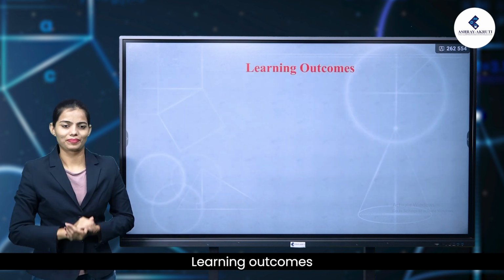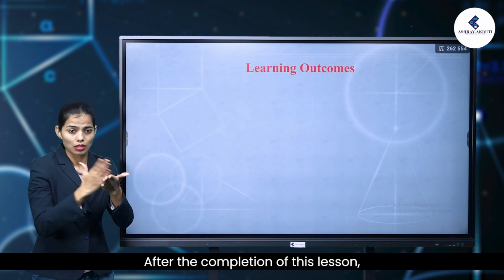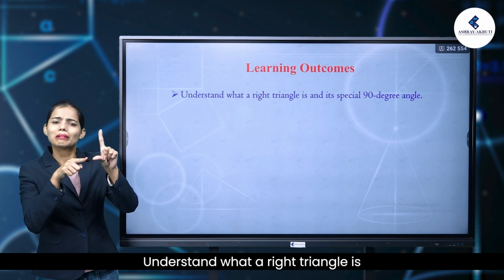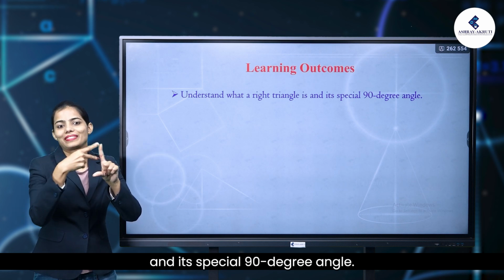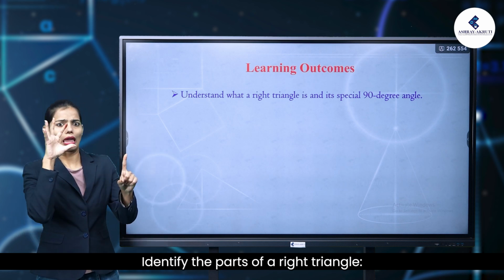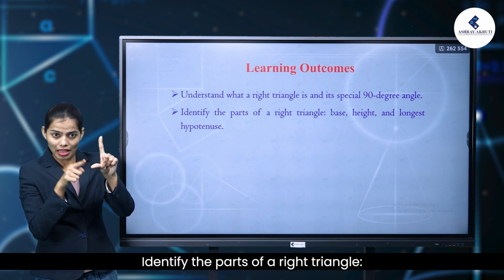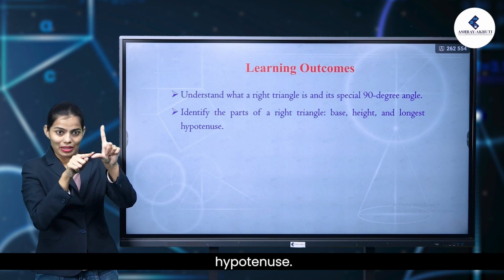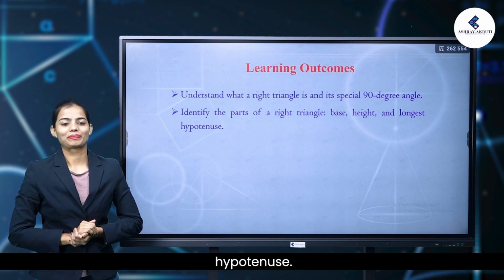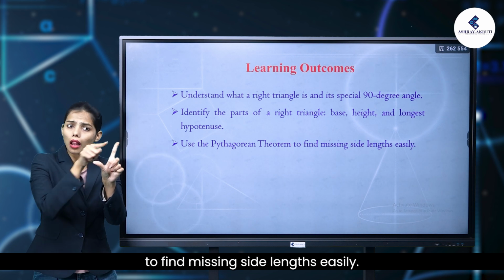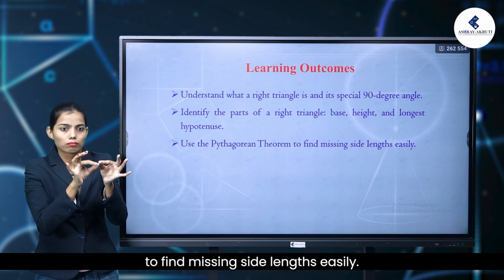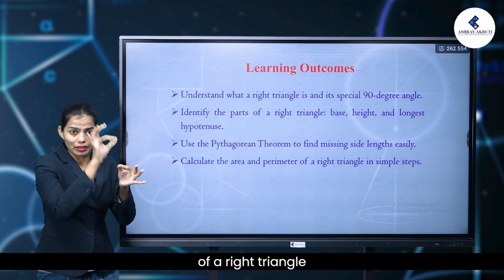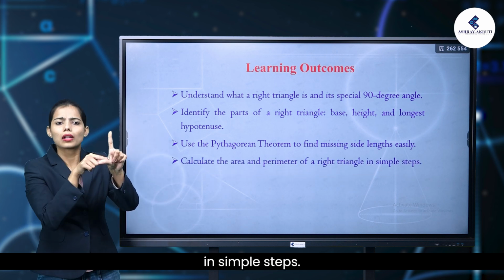Learning outcomes. After the completion of this lesson, you will be able to understand what a right triangle is and its special 90-degree angle. Identify the parts of a right triangle: base, height, and longest hypotenuse. Use the Pythagorean theorem to find missing side lengths easily. Calculate the area and perimeter of a right triangle in simple steps.